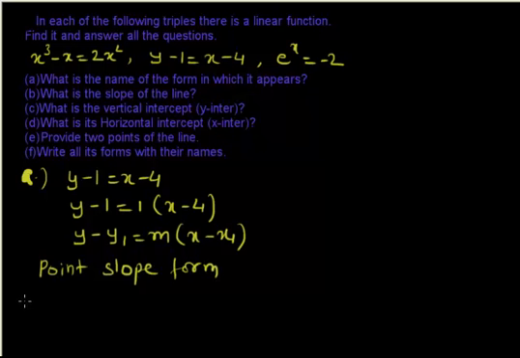The B part, what is the slope of the line? As you have seen just now, if I compare them, the value of m is 1. So the slope of the equation, that is m, is 1.